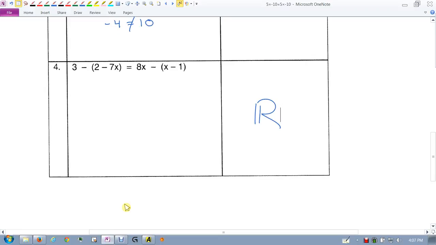Of course, the one I won't do, right, is the one where there's a typo on this thing. Okay, let me go through it. 3 minus 2 plus 7x, 8x minus x plus 1. You got 3 minus 2 is 1 plus 7x. Here, 7x plus 1. Yeah, it's right. All real numbers. Okay. You see where it was. Okay.